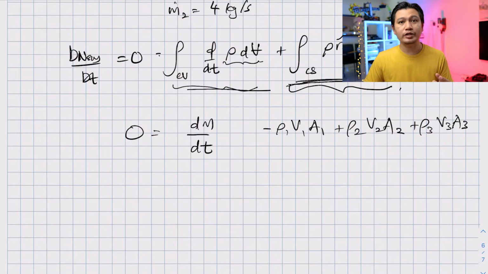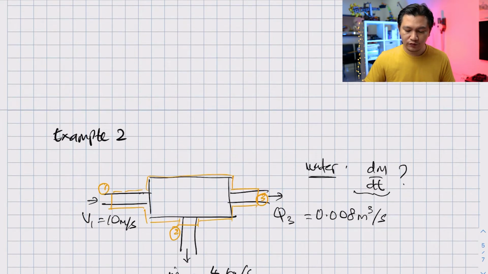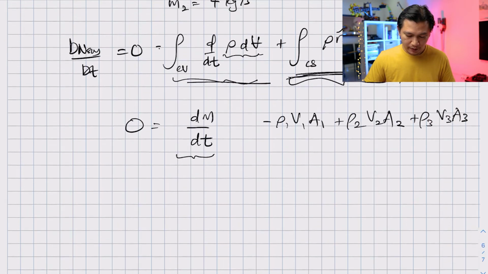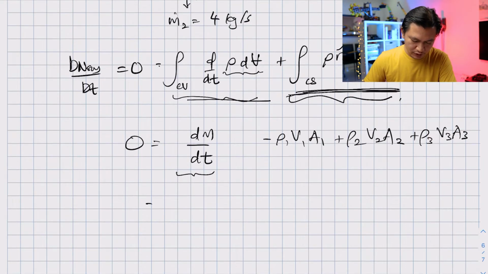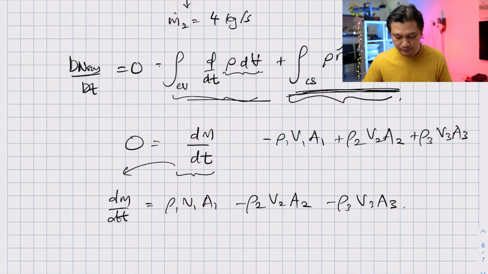Now suddenly this equation looks more sensible to us, because this is what we are looking for in this question. We are looking for the rate of change of the mass of water. So now let's see how we can solve this. dm over dt will equal rho 1 v1 a1 minus rho 2 v2 a2 minus rho 3 v3 a3. Okay, I change the sign because now I'm moving this to the left hand side.